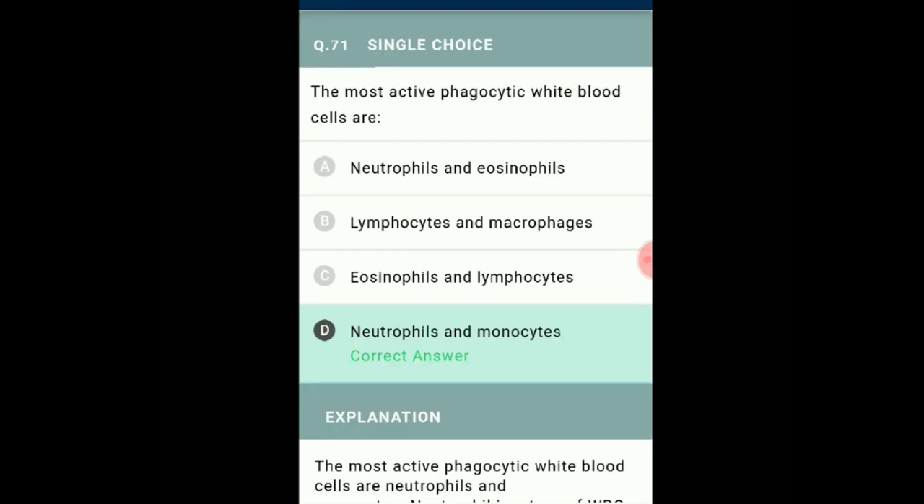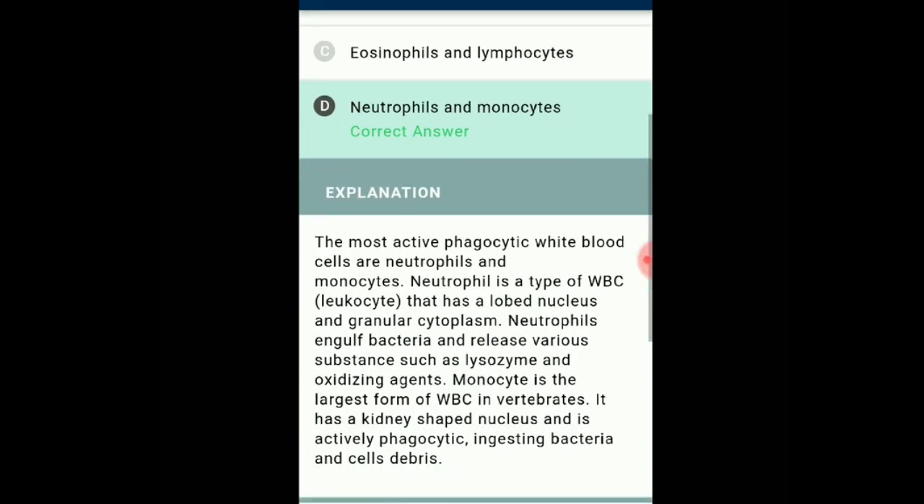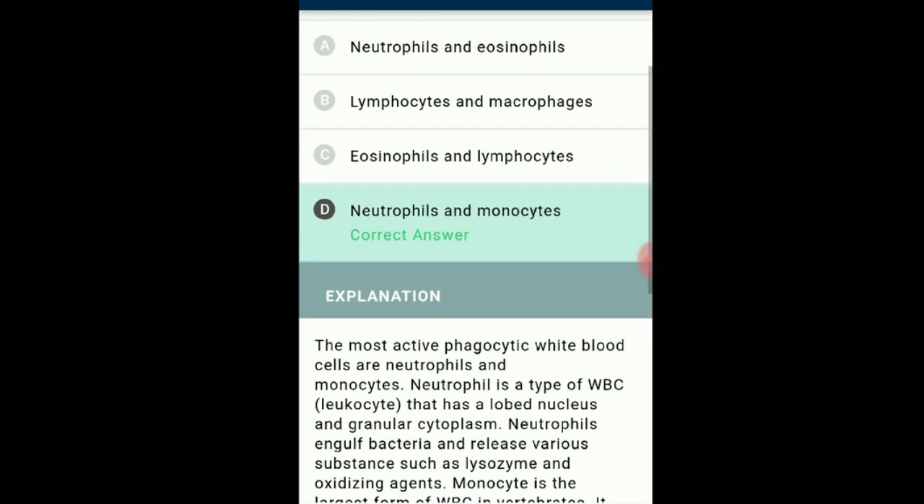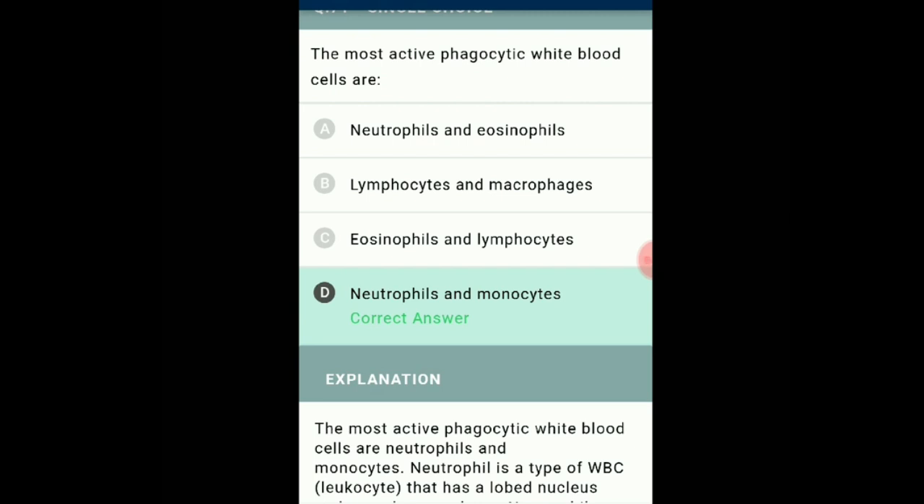Question number 71. The most active phagocytic white blood cells are. The most active phagocytic white blood cells are neutrophils and monocytes. Neutrophil is a type of WBC. It is generally called a leukocyte that has a lobed nucleus and granular cytoplasm. Neutrophils engulf bacteria and release various substances such as lysozyme and oxidizing agents. Monocyte is the largest of the WBCs in vertebrates. It has a kidney-shaped nucleus and it is actively phagocytic, engulfing bacteria and cell debris. So the answer is option D, neutrophils and monocytes.